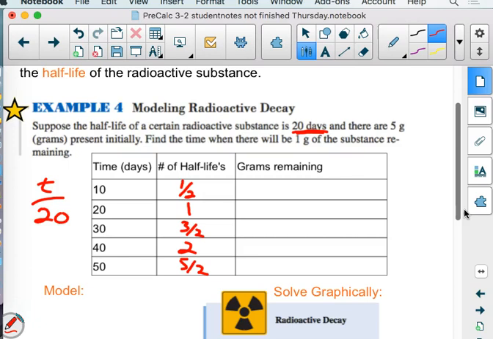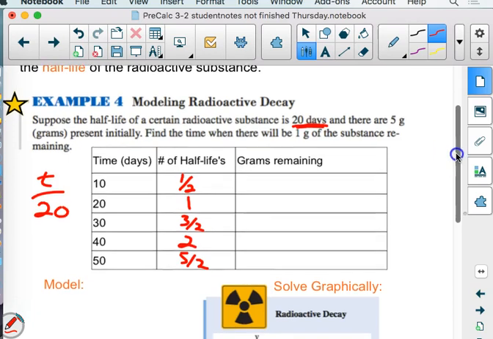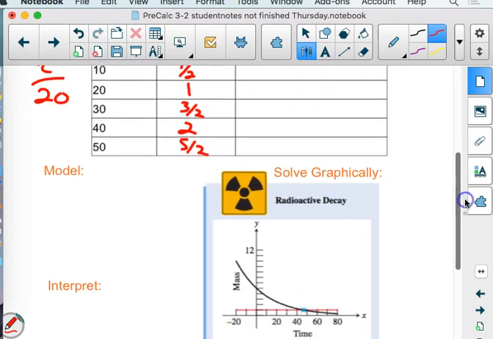So now I want to write the model so that I could go over there and do that grams remaining stuff nice and easy. And they said there were 5 grams initially. I have 5. How much of the substance is left after those 20 days? Half. It's a half-life. So this is what it's changing by. And if you wanted to use 0.5, you can certainly do that. But most of the time we keep this a half because it's called a half-life. So it just makes sense to do that.